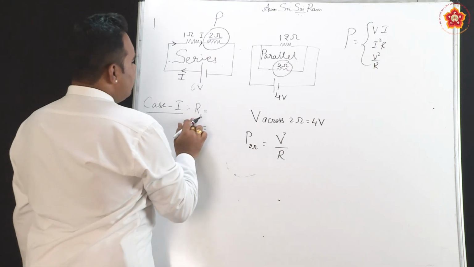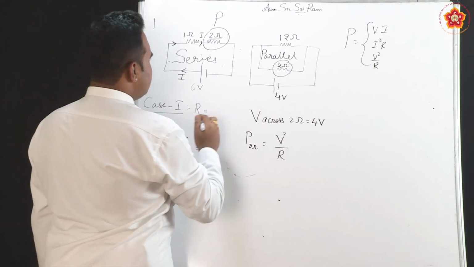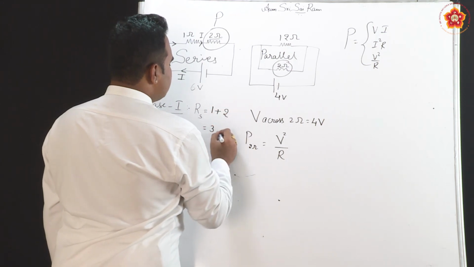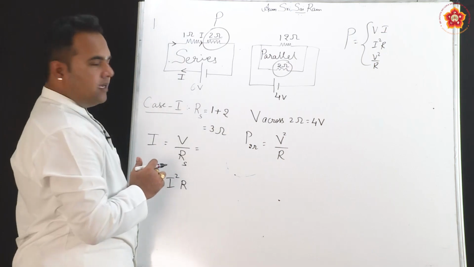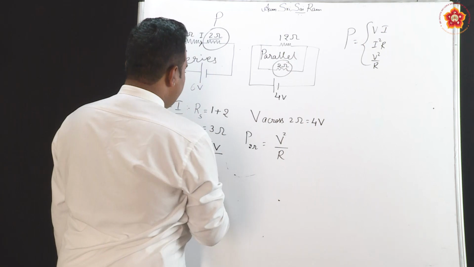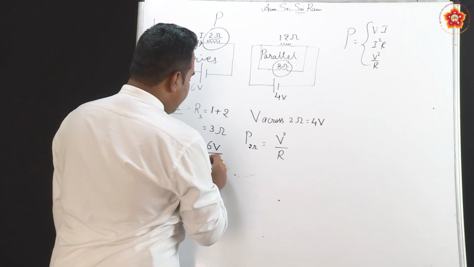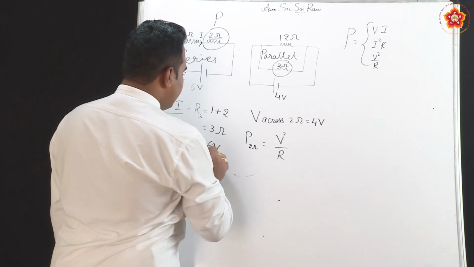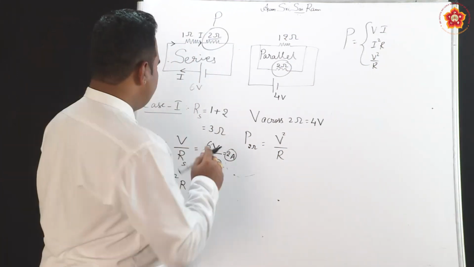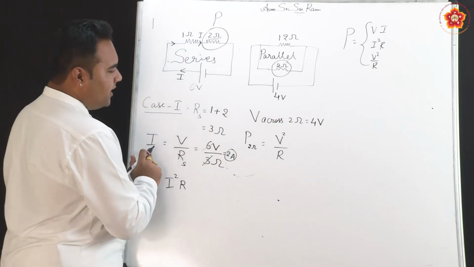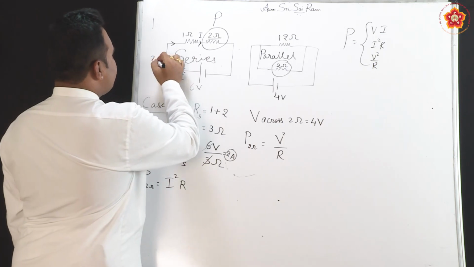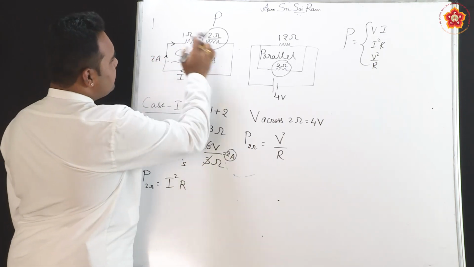So, what is the resistance in series? R effective in series is R1 plus R2, that is 1 plus 2, so 3 ohms is the effective resistance. Let us calculate the total current now. Voltage is 6 volts and total resistance is 3 ohms, so a current of 2 amperes flows in the circuit. So, in this series circuit, 2 amperes flows through R1 as well as R2.